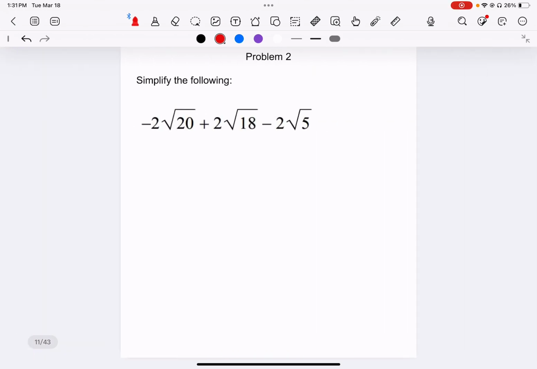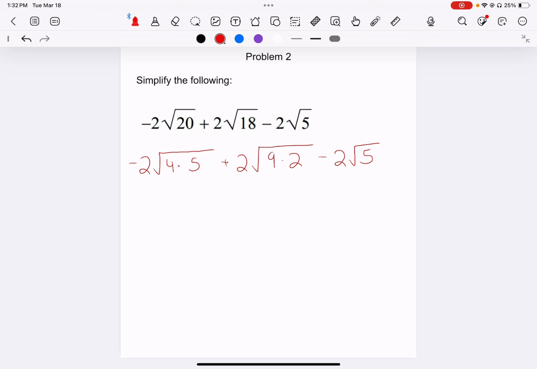Simplify this expression. Now I have 3 terms, so I'm going to simplify each radical and see if there's any that are the same that I can combine. Radical 20, I can split up into 4 times 5. And then I have 2 radical 18, I'm going to split up into 9 times 2, minus 2 radical 5.